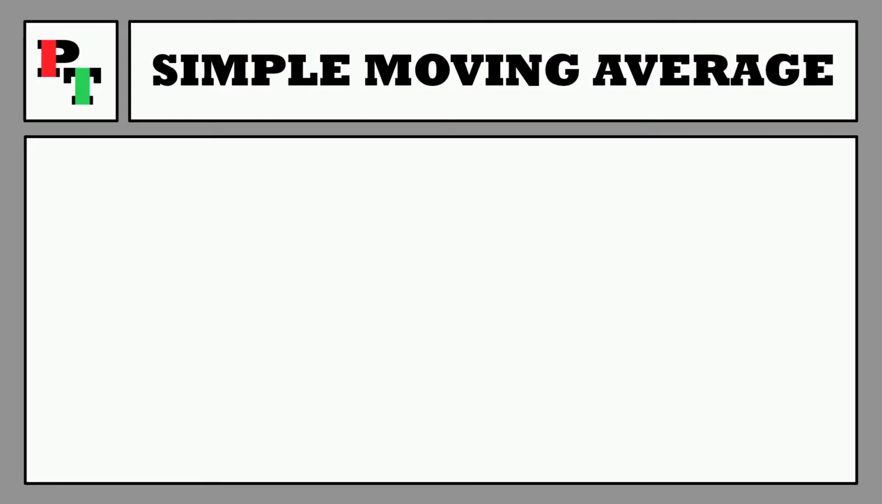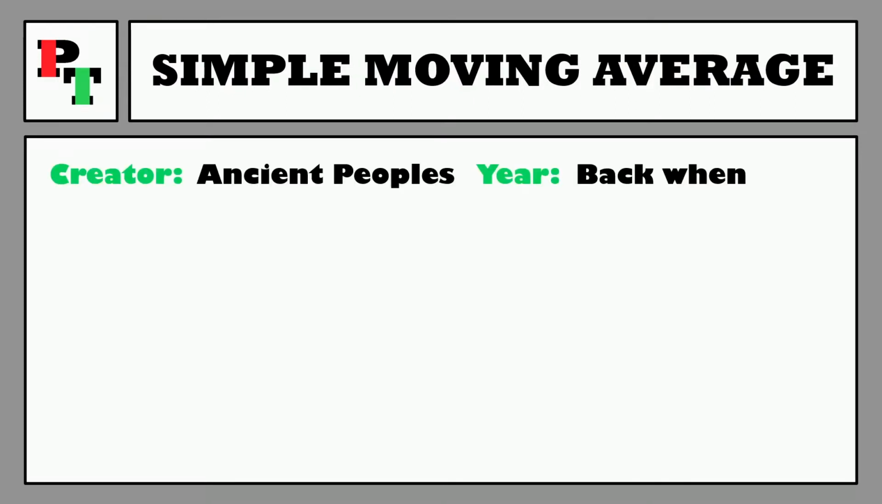And it's an easy one today, but there's still quite a bit to talk about. It's the simple moving average, arguably the most basic technical indicator in all of trading. Where does it come from? Well, it's based on arithmetic mean, so it has been around for a while.